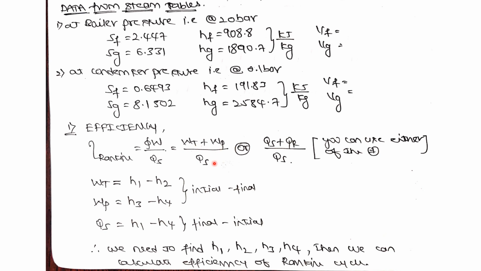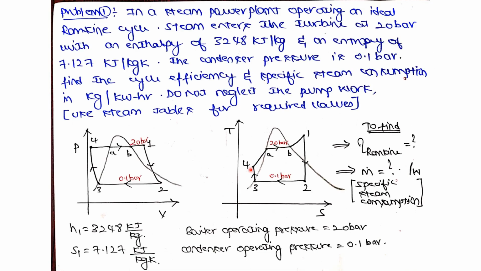Divided by heat supplied, or net work output equals net heat output, that is nothing but from the first law. So you can even write Qs plus Qr divided by Qs. You can use either this or this based on your convenience. So the turbine work output, that is Wt. How will you calculate Wt? Wt is this particular thing, process 1 to 2. How will you calculate it? For work it is initial minus final, so it is H1 minus H2.